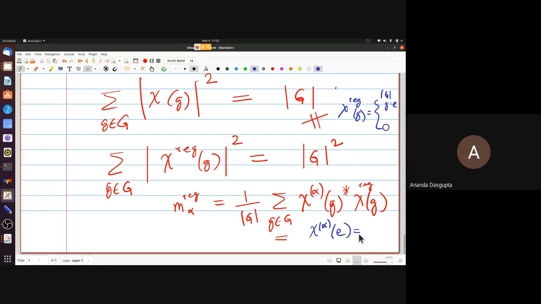The character for the identity element's representation. The identity element is always represented by the identity matrix. So what should this be? Order of the group? No. Order of the conjugacy class? No. Chi alpha, remember, is the trace of a matrix, right? Trace of D alpha E. E is your identity matrix.